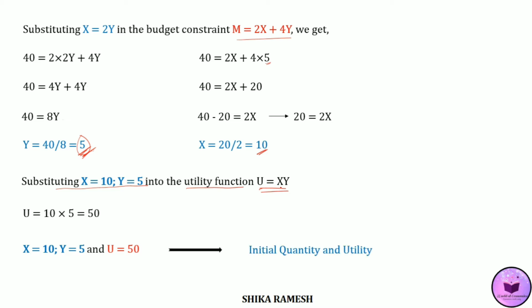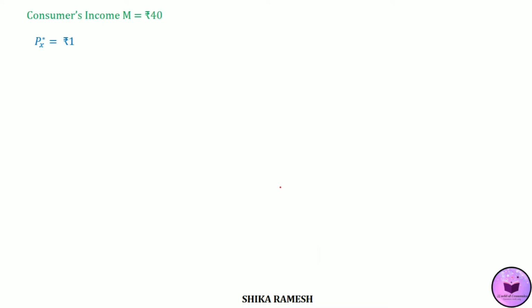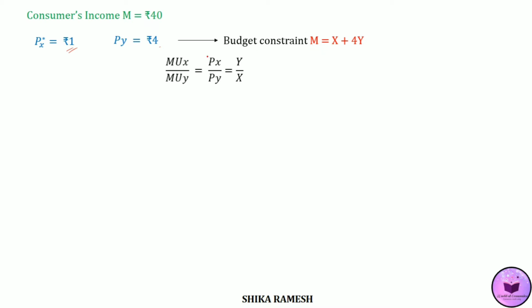Now suppose the price of Y remaining the same, that is 4 rupees itself, the price of good X decreases from rupees 2 to rupee 1. So the second step is to maximize the utility at these new prices. So again we have to follow the same procedure as earlier. So here we can substitute the new prices onto the budget constraint and we'll get 40 = x + 4y. Again cross multiplying our equilibrium condition, px/py = y/x, we get px·x = py·y.